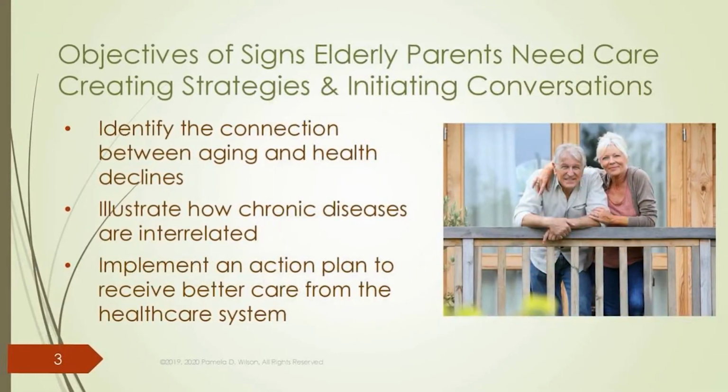Let's talk about the objectives of the entire module, and then we'll go into the objectives for this part. At the end of Signs Elderly Parents Need Care, Creating Strategies and Initiating Conversations, you should be able to identify the connection between aging and health declines that are not always necessary. You should be able to illustrate how chronic diseases are interrelated, and to implement an action plan for elder parents to receive better care from the medical system and the healthcare system.